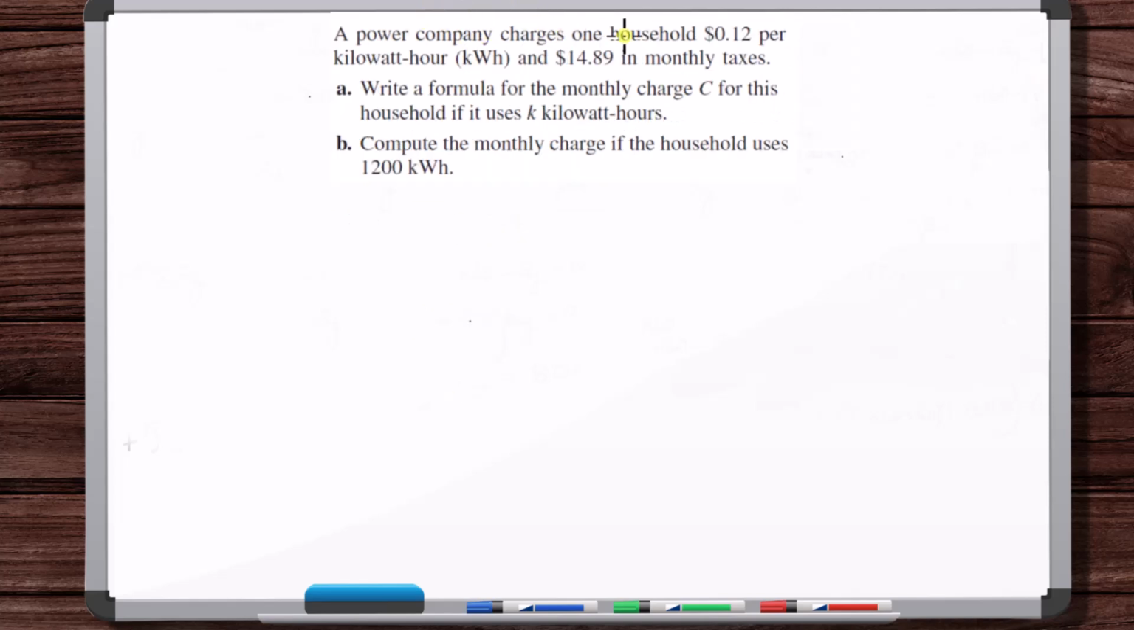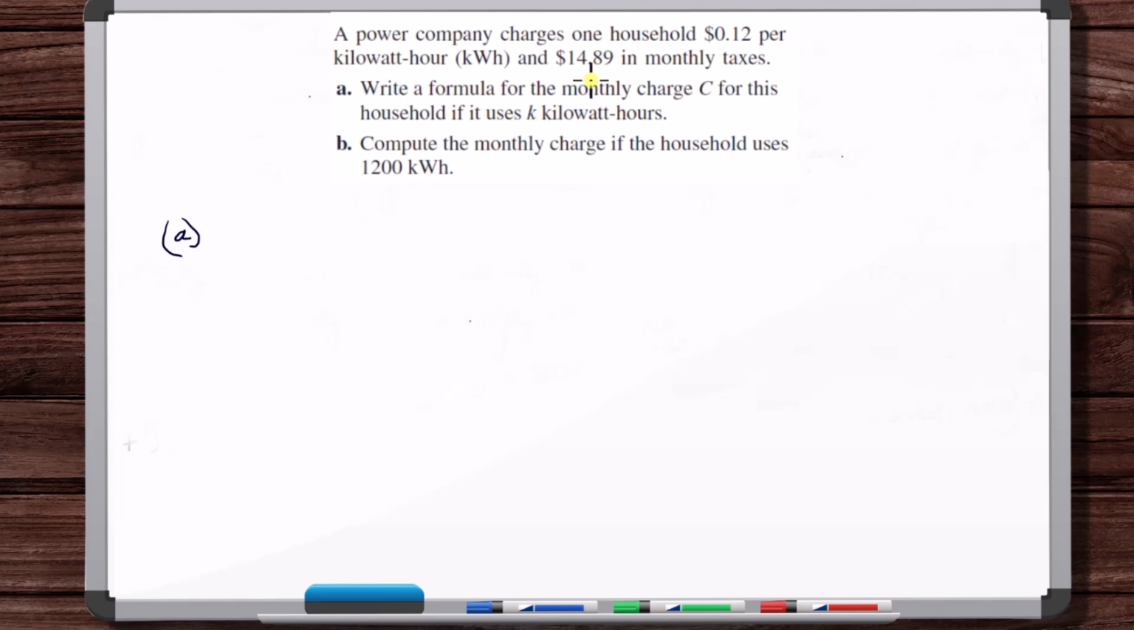A power company charges one household 12 cents per kilowatt hour and $14.89 in monthly taxes. So part A, write a formula for the monthly charge C for this household if it uses K kilowatt hours.